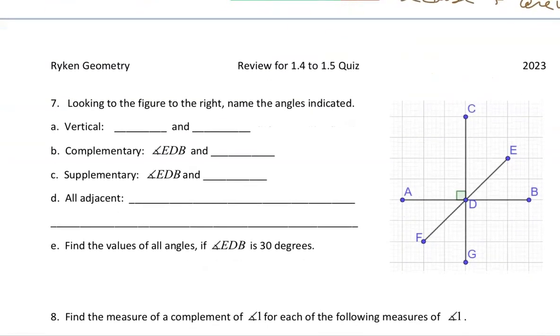Okay, now we have another figure. So in this figure it says, name the angles indicated. So what angles are vertical? You've got to be kind of careful about this. There's a couple of pair, but the pair that jumps out at me are these pair. This and this. Okay, they are vertical. They're across from each other. They're going to be equal. So those are angle EDB, and angles ADF.